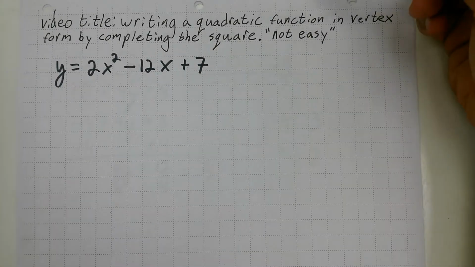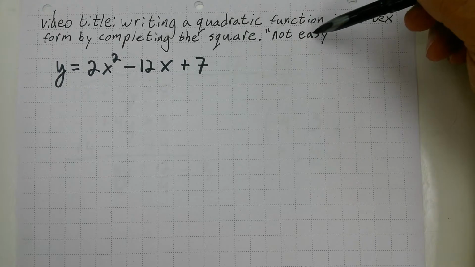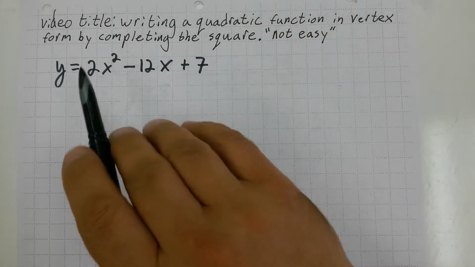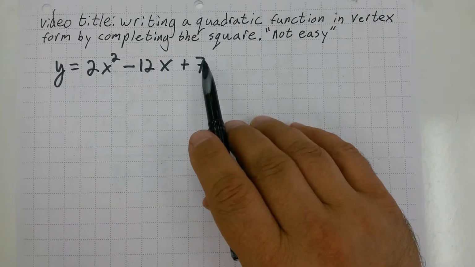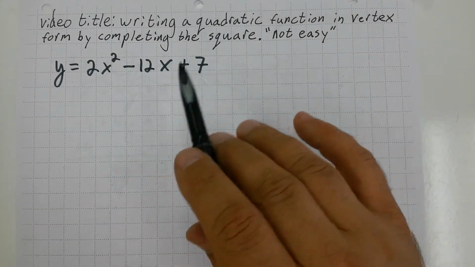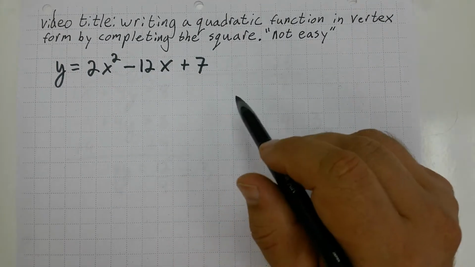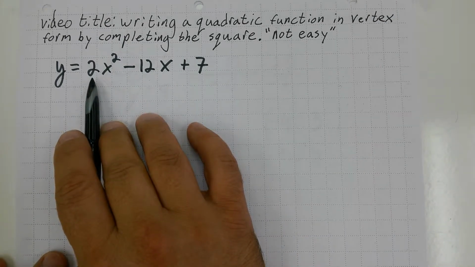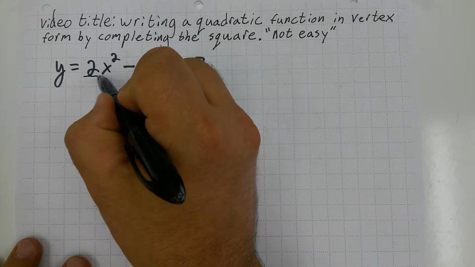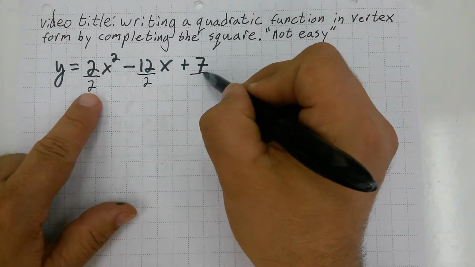What we're going to do here is write a quadratic function in vertex form by completing the square. This is not easy in this instance, because it has a leading coefficient and it has an odd number in it. So when I try to work with this, it might get a little complicated or fractional. So the first thing I want to do is get rid of this leading coefficient. And the easiest way to do that is divide everything by 2, because the leading coefficient is 2.